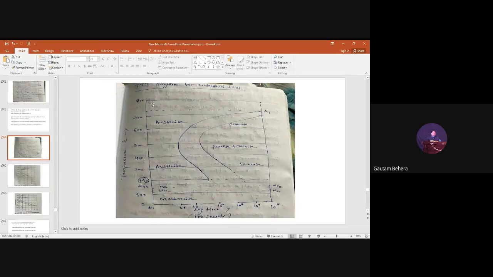Above the eutectoid temperature, austenite is the stable phase, and below the eutectoid temperature, austenite becomes unstable. Once it becomes unstable, it will transform into either pearlite or bainite or martensite. And further, you can classify: it can form either coarse pearlite or fine pearlite. Similarly, bainite may form either upper bainite or lower bainite, and martensite is fine anyway.